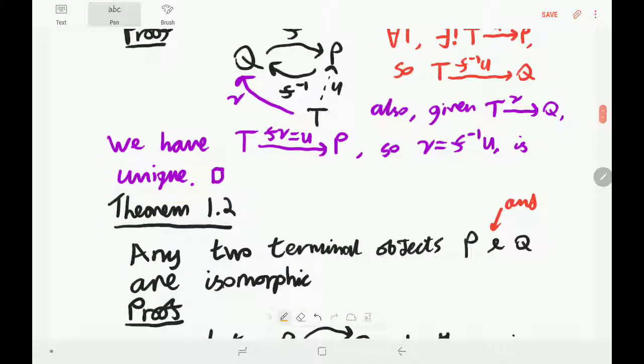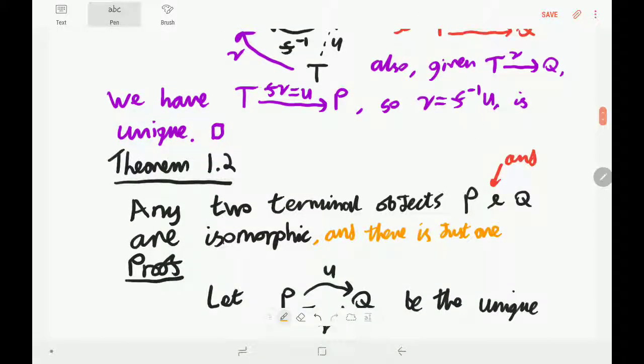Theorem 1.2, any two terminal objects P and Q are isomorphic. And I should add a bit, there is just one isomorphism P to Q. So that's an isomorphism, we can call it U. Okay, so not only are they isomorphic, but there's only one isomorphism between them.